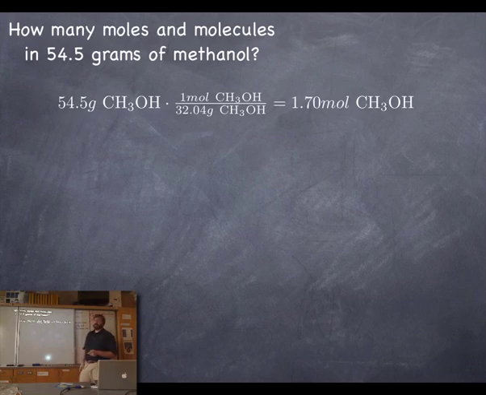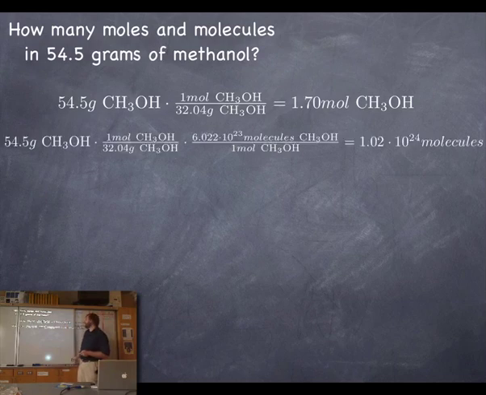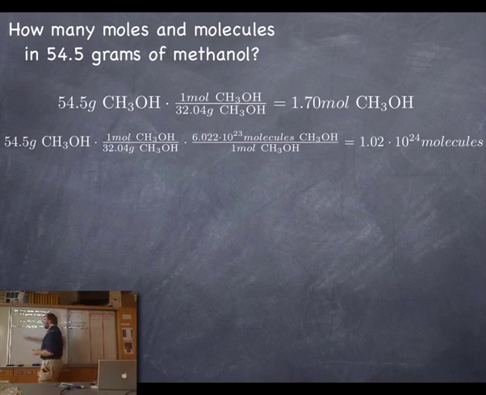Now, second part of this, and I'm going to do this as one big long equation, okay? You could start with the 1.70, but you could also start directly with the grams. I've got my 54.5 grams of methanol. I convert from grams to moles. That's the same as what I did here. So the grams canceled out, and now I have moles. I know that 1 mole of methanol is how many molecules? 6.022 times 10 to the 23rd.